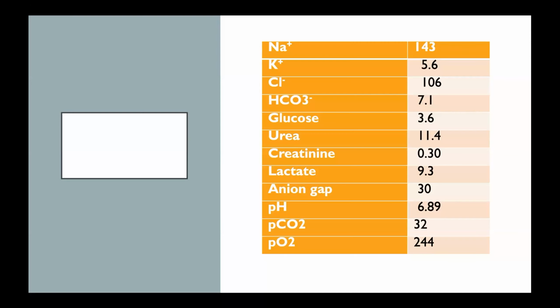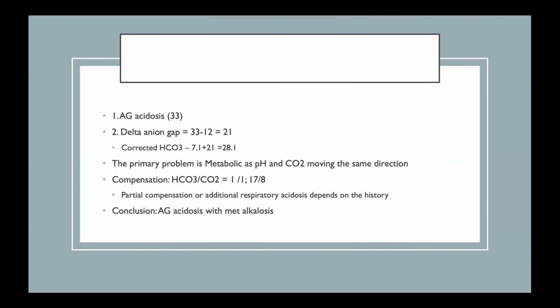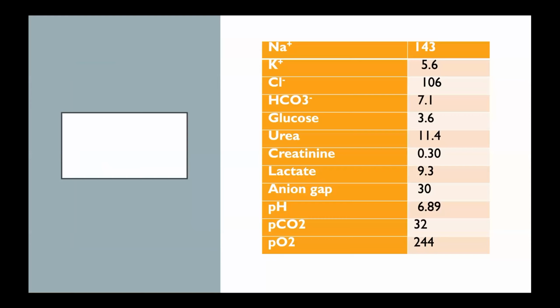How can you calculate it? Anion gap acidosis, because the anion gap is 33. They have given already, the anion gap is 30. Sorry, yeah. Delta anion gap is 33 minus 12, so the corrected bicarbonate is 24. The patient might have had a slight tendency towards metabolic alkalosis to start with. So that is the issue. The primary problem is metabolic because pH and carbon dioxide are moving in the same direction. You can see the pH is acidotic and carbon dioxide is also low. Both are moving in the same direction, which cannot happen in a respiratory problem.